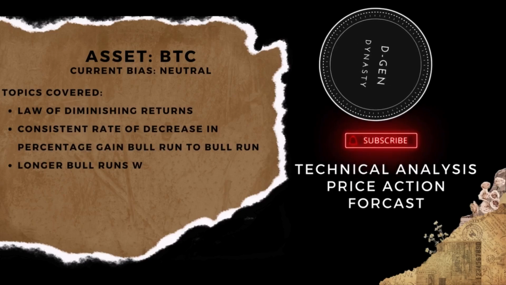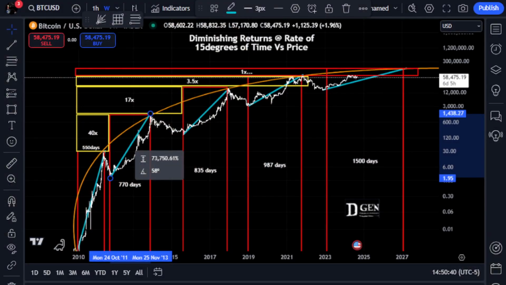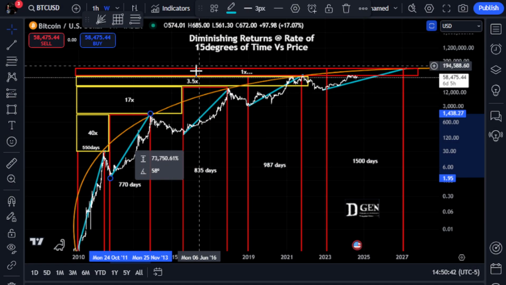Well, what we are looking at is the law of diminishing returns. And I want to look at the consistent rate of decrease in percentage gain from bull run to bull run. Those are those green angles on the chart. And I want to take a look at the time factor of how long from bottom to top, and what my personal target would be if the same pattern actually was to continue. So that is what is on this chart.